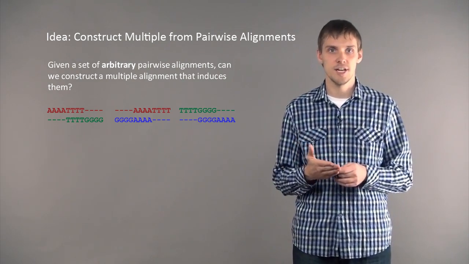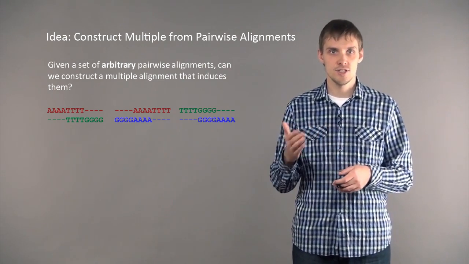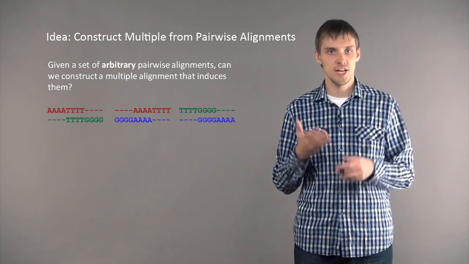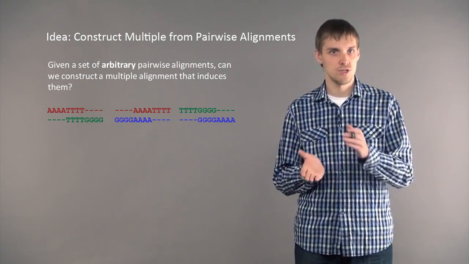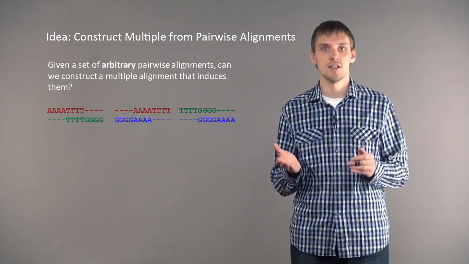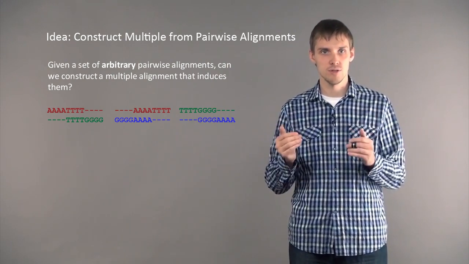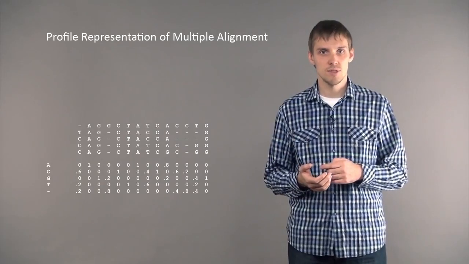For example, if we have sequences AAA TTT, TTT GGG, and GGG AAA, we have these 3 pairwise alignments, which have 4 matches each. But we cannot construct a multiple alignment of these 3 sequences which will induce all these 3 pairwise alignments. But what can we do?